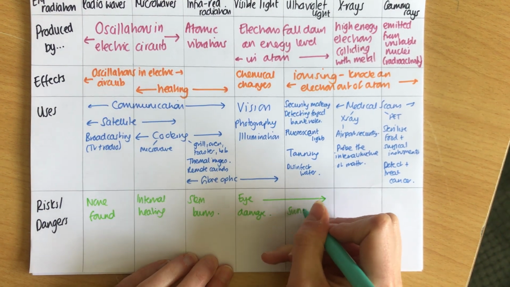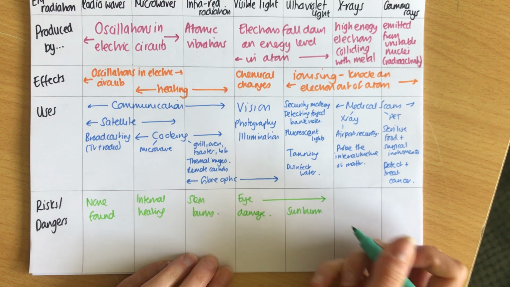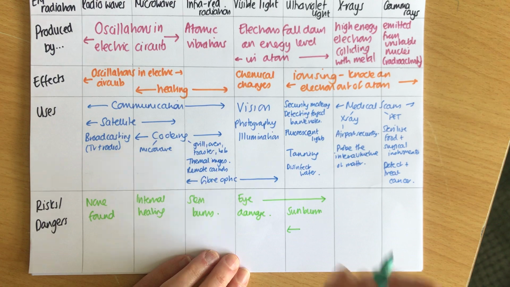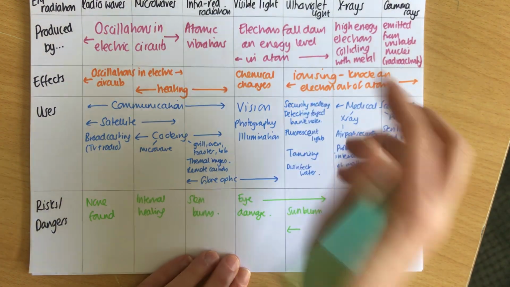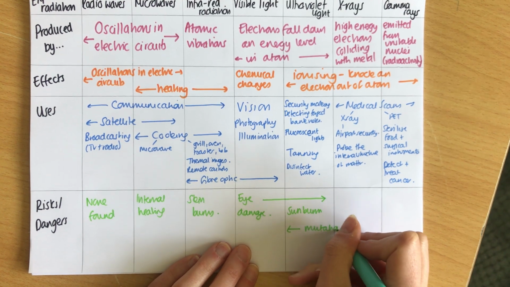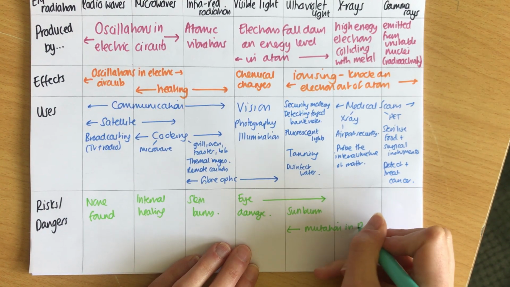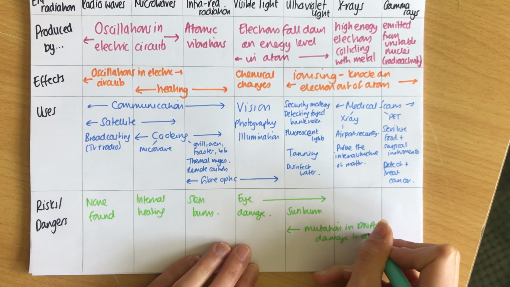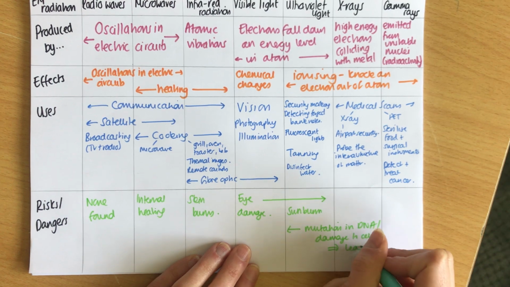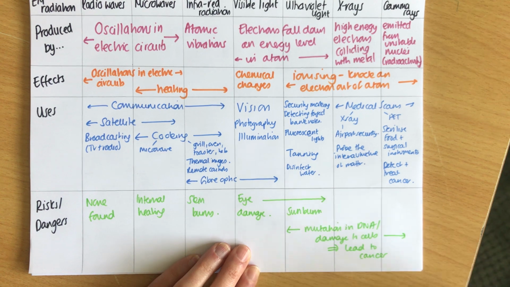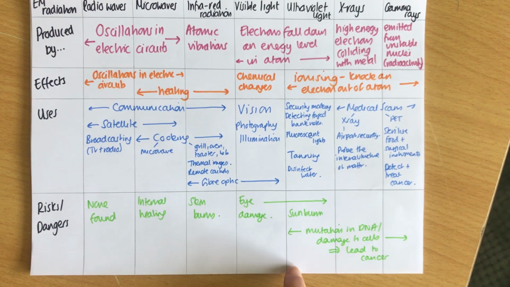UV though is most well known for causing sunburn, and that can lead to skin cancer, and that brings us to all three here. These three ionising radiations, because they're ionising, can lead to mutation in DNA or damage to cells, which can lead to cancer. It doesn't have to, but it can lead to cancer. It's very rare for UV, although it can lead to skin cancer. It's more common for X-rays and gamma rays.